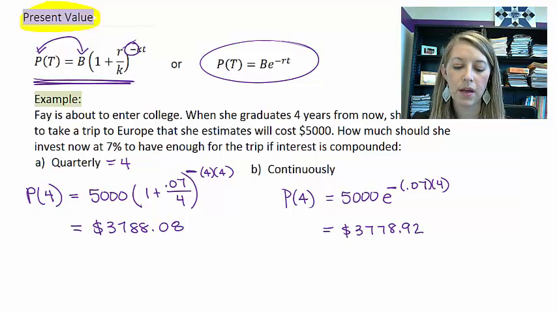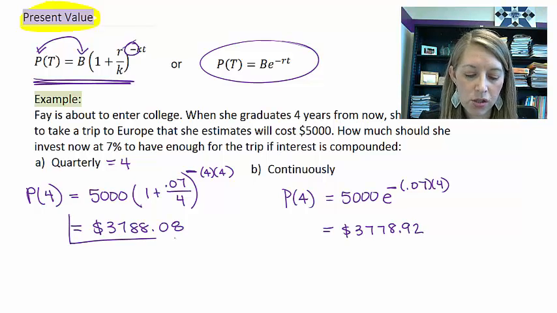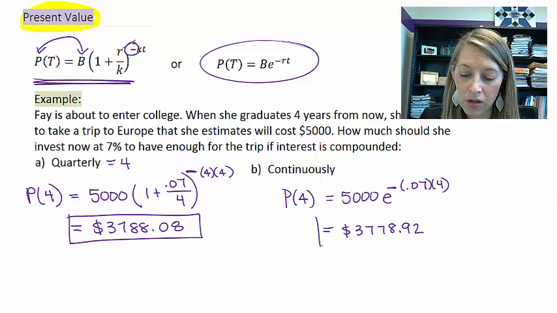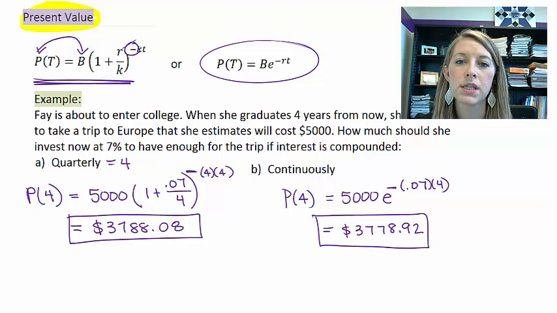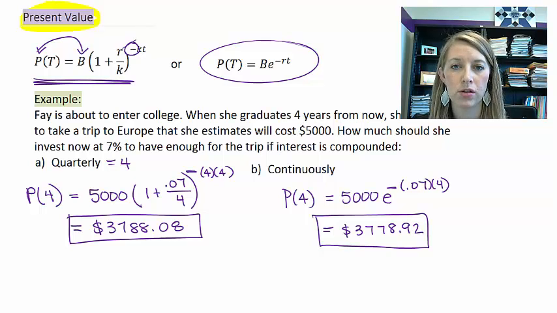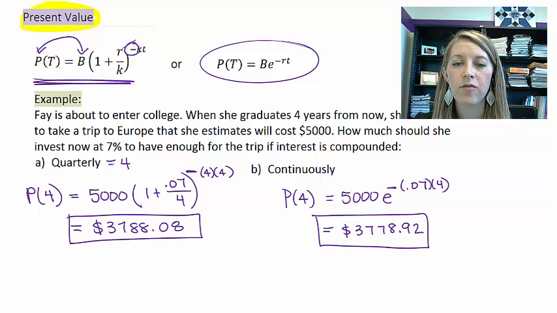$3,778.92. And so there are the 2 answers for the present value, knowing what she wants in the future 4 years from now. All right, I have one more example of compound interest, and so you'll see that in the next video.